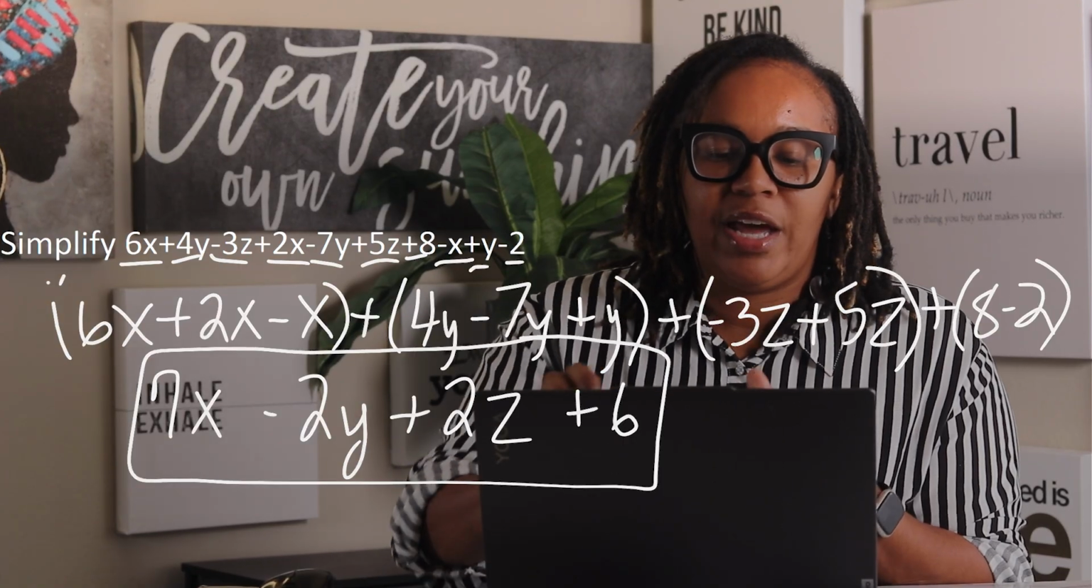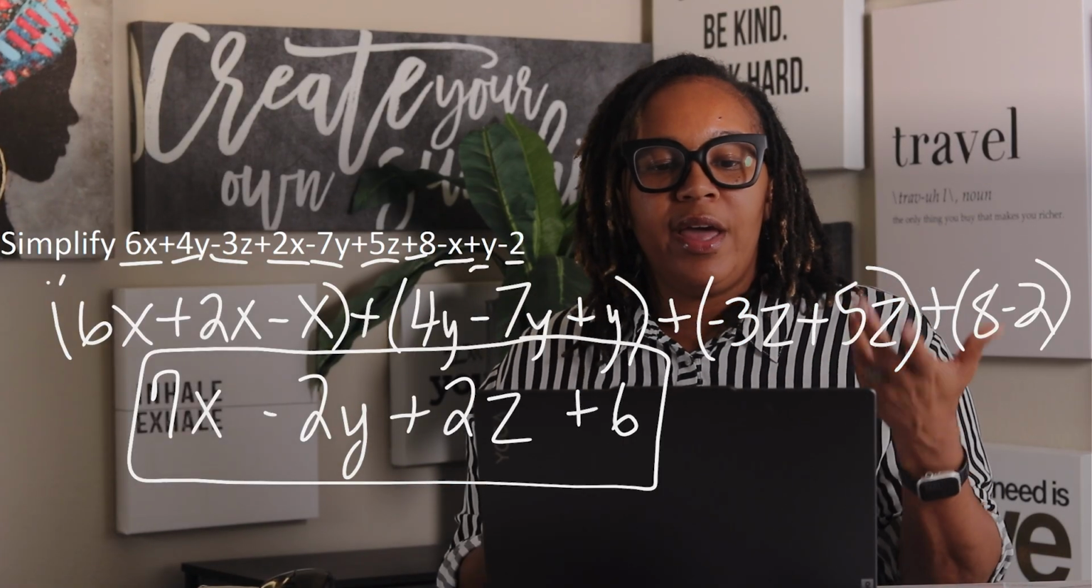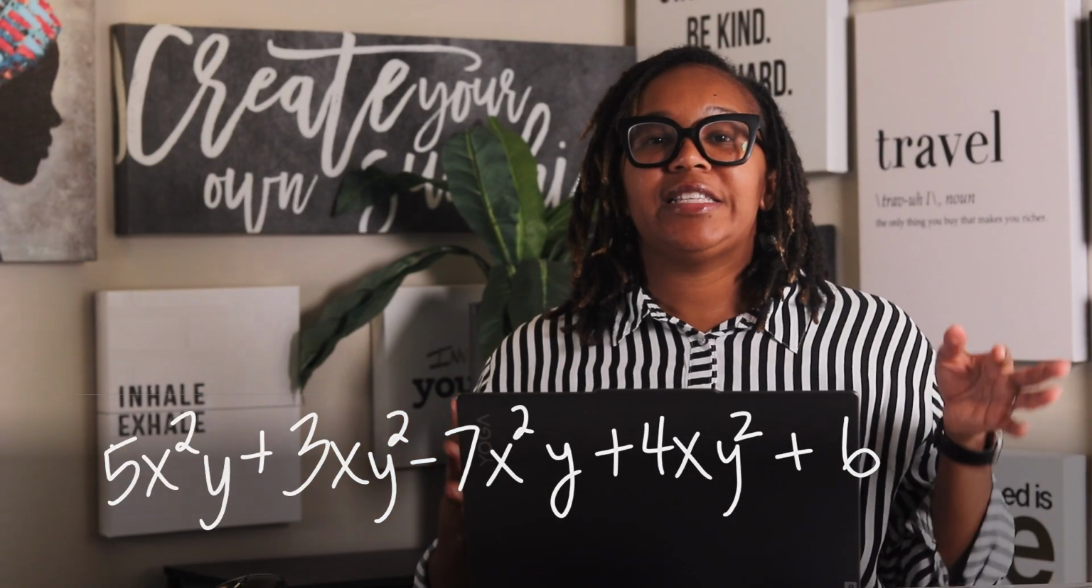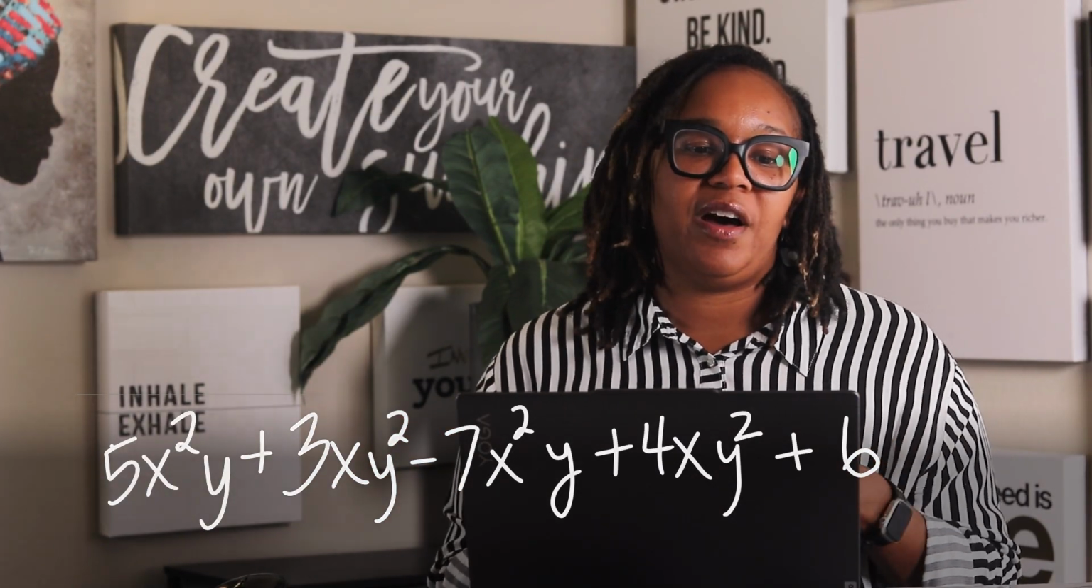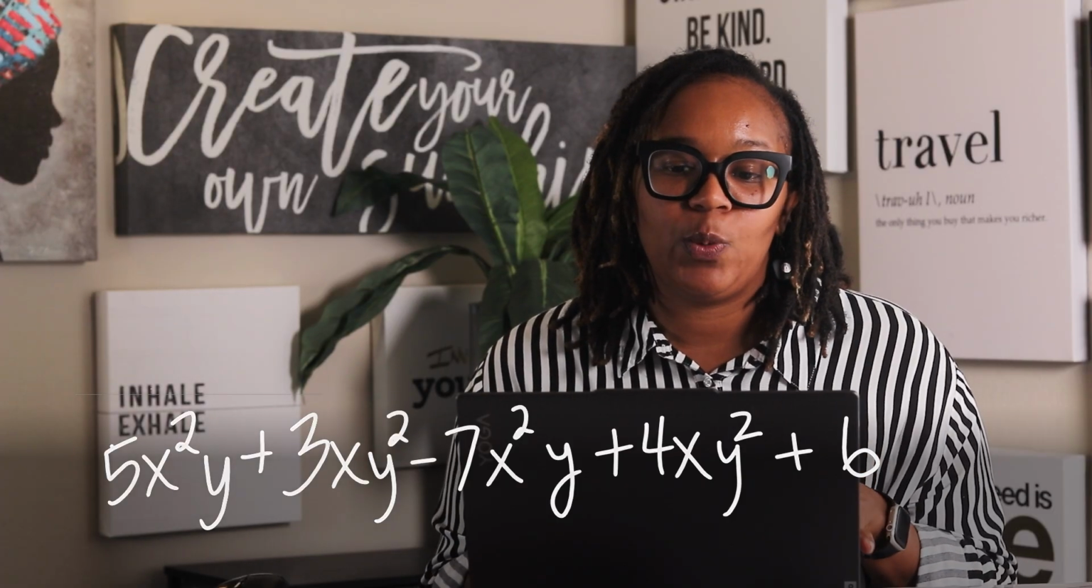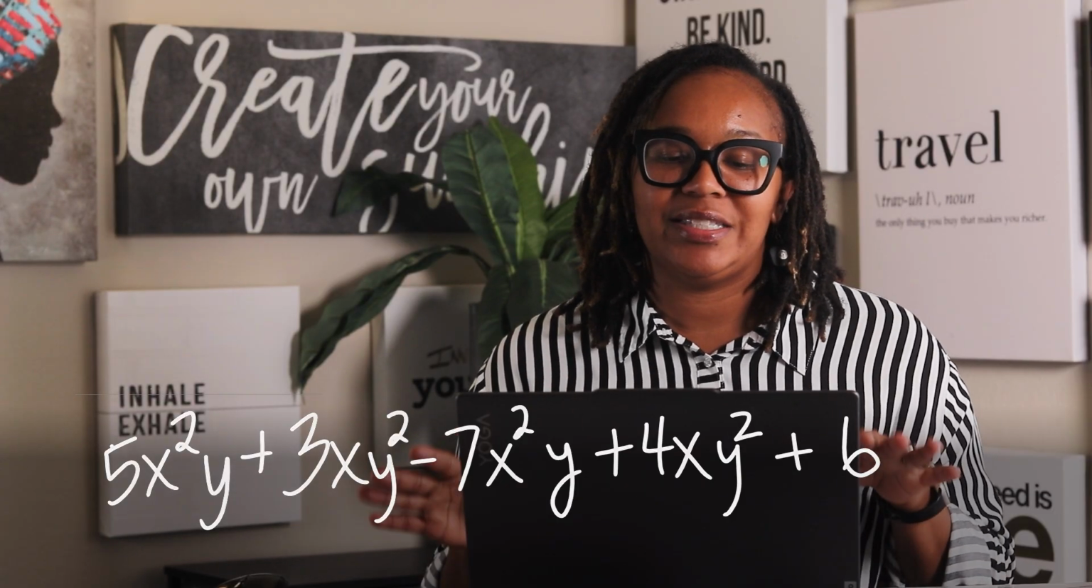And there are no more like terms, so that would be your answer simplified, where you've combined all of your like terms. Okay, in this last example, example 4, we're going to simplify 5x squared y plus 3xy squared minus 7x squared y plus 4xy squared plus 6.